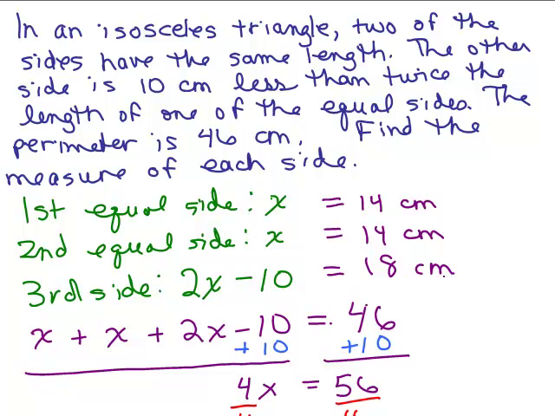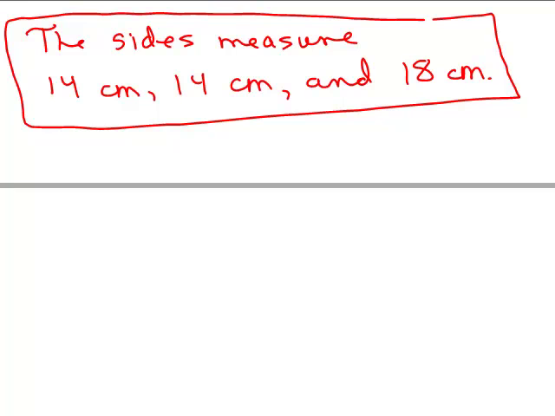Okay, that makes sense. Lastly, the perimeter is 46 centimeters. The perimeter means you add the sides up. So all we have to do is make sure that when we add 14, 14, and 18, what do we get here? Well, 16 carry the 1, we've got 46. So yes, it would be 46 centimeters. So this would be our answer. The sides are 14 centimeters, 14 centimeters, and 18 centimeters, and that's the last thing we do, we just write that out. So our last step is to write the answer. The sides measure 14 centimeters, 14 centimeters, and 18 centimeters.